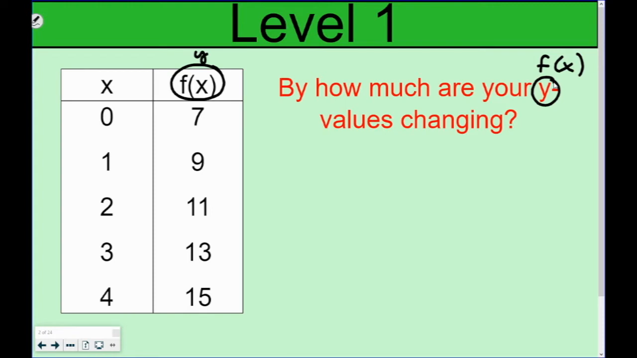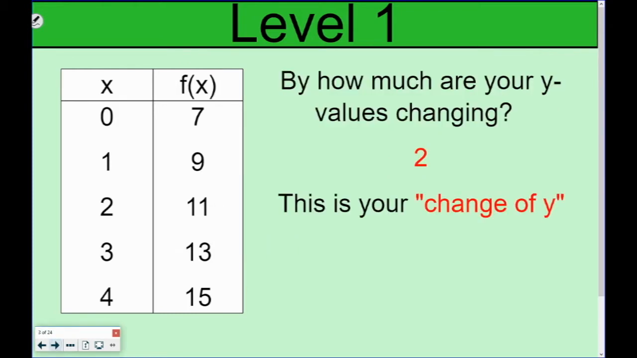So when it says how much is it changing by? Well, what it's saying is, how do I get from 7 to 9? Hopefully that one you can do in your head and say, well, I'm adding 2. What happens if you can't do it in your head? Well, you pick a number, like if I picked 13, I would subtract the number in front of it. 13 minus 11 is 2. What that is telling me is that I am changing by 2. So what is my change? It is 2.